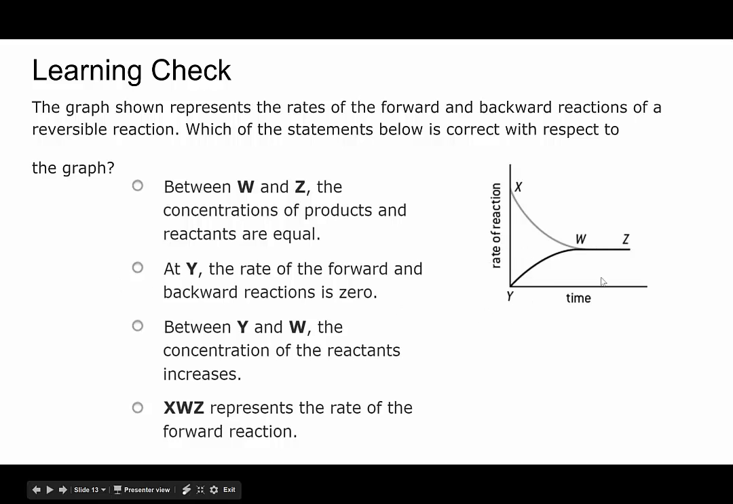The third answer, between Y and W, the concentration of the reactant increases. This one is actually incorrect as well, because between Y and W, that represents the concentration of the product increasing. Okay, the X, Y, and Z over here only represent the rate of the forward reactions.